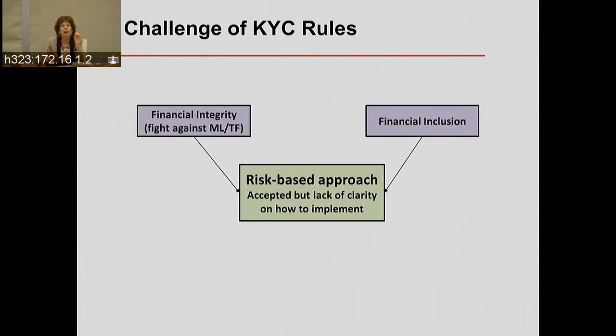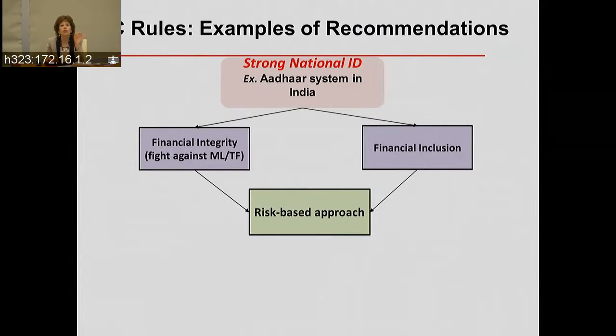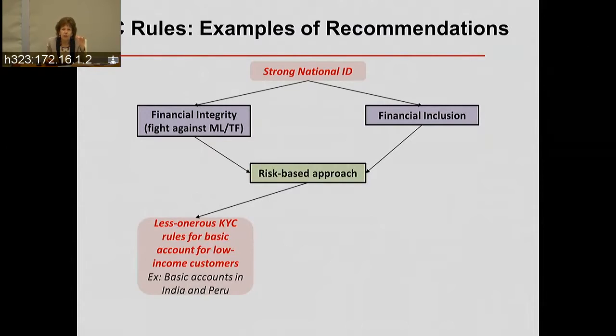So what we are basically proposing is two things. The first one is that any solution to the problem of know your customer needs to be based on a strong national ID, basically based on biometrics. Without strong national IDs, it's going to be extremely difficult to have effective know your customer rules that actually benefit the poor. The system of Aadhaar in India is actually a good example. At the same time, and some countries are moving in this direction, less onerous know your customer rules should be implemented for very basic accounts for low-income customers. And there are also examples in the world of this.